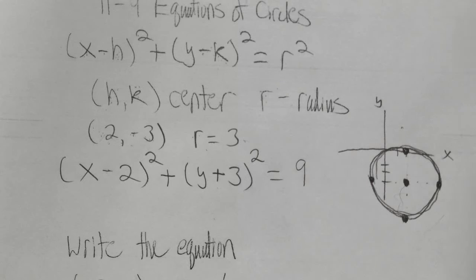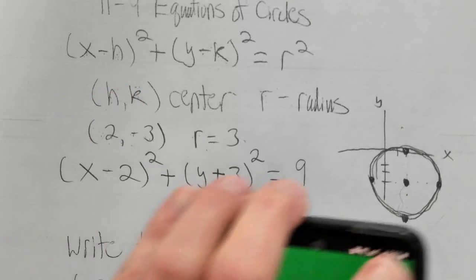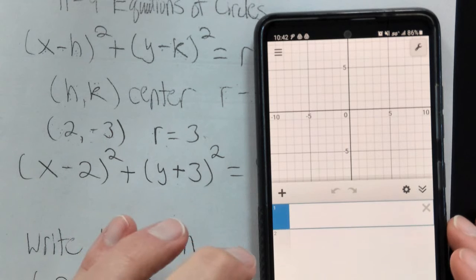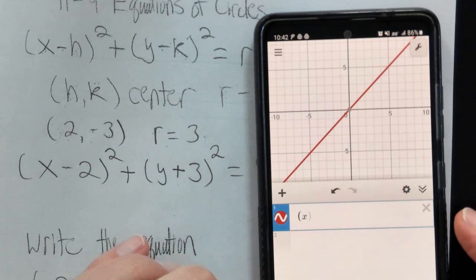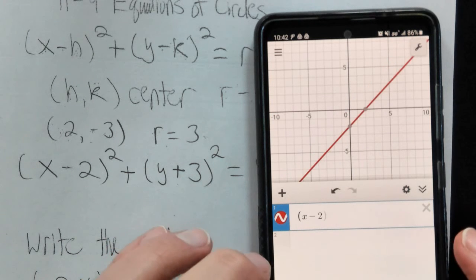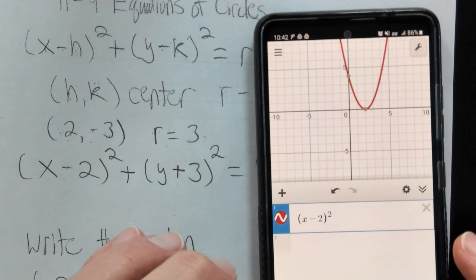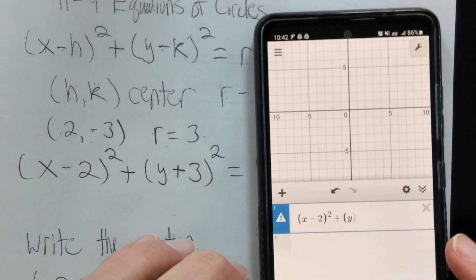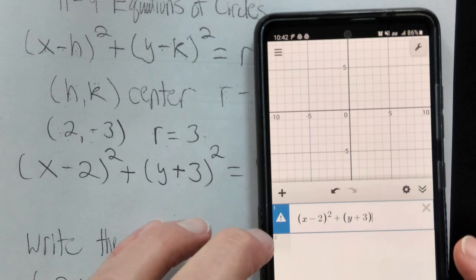Also, if you have a graphing calculator, you can graph these things. So if I go to Desmos here, let's see what that does for me when I graph this equation on here. So I'll go x minus 2, close, squared, right? So we have a parabola now, plus open y plus 3, close, squared.